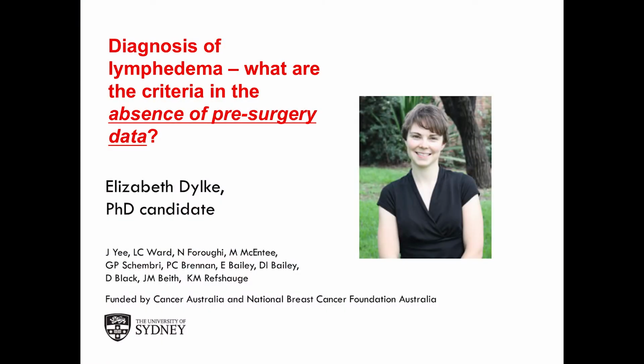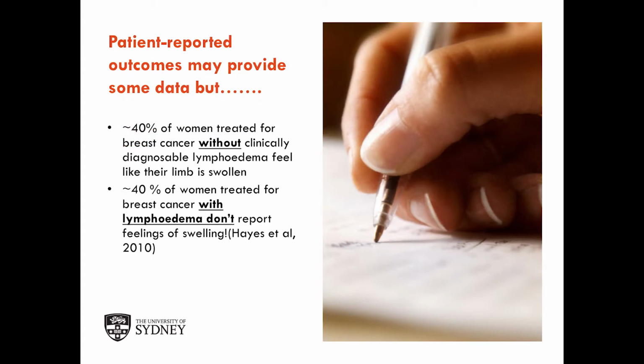So that's where our team focused, and this formed the thesis for my now colleague, previous doctoral student, Liz Dilke. And so we were interested in what are the criteria you use for lymphedema in the absence of that pre-surgery data. And so we see that there is data out there that suggests that patient-reported outcomes can inform it. But be aware that you can see changes. There's clearly evidence of lymphedema in the absence of self-report of heaviness. And likewise, women will report that their arm feels different, but there's no clinical signs of lymphedema. So we need to also consider the physical changes indicative of lymphedema.